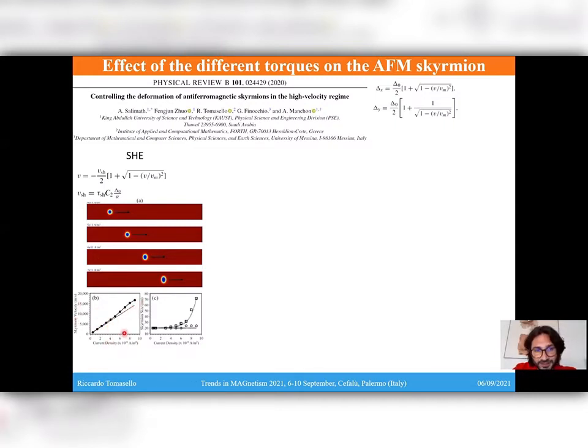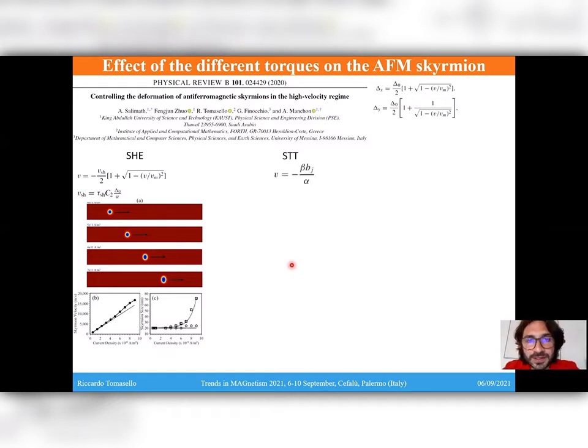The velocity is linear as a function of current, dashed line here, but the micromagnetic simulation indeed predicts a nonlinear behavior for larger currents. This is because the skyrmion exhibits this lateral expansion, so it becomes bigger, but this expansion is not taken into account in the velocity.